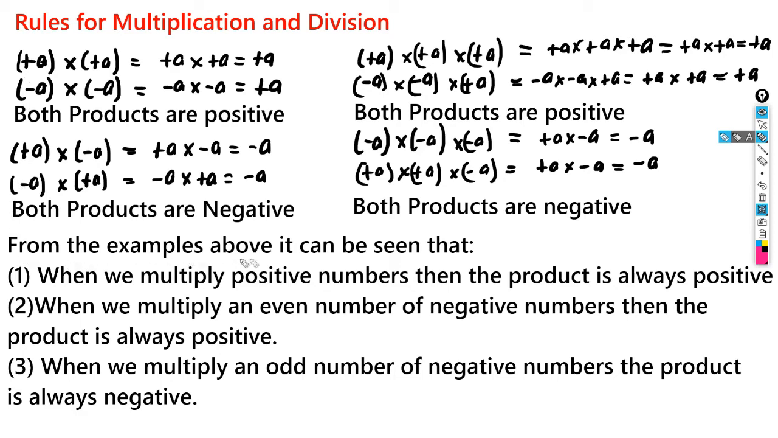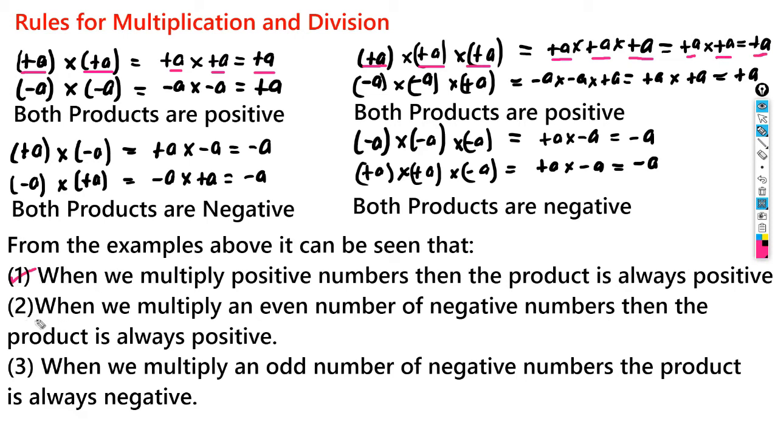It says, from the examples above, it can be seen that when we multiply positive numbers, then the product is always positive. So let's look at that. In this case, we're multiplying a positive number by a positive number, and we get two positives, which will give us a positive, right? Here, we multiply a positive number by a positive number by a positive number. We end up with three positives, and we end up with a positive, right? That makes perfect sense. And so this is correct.